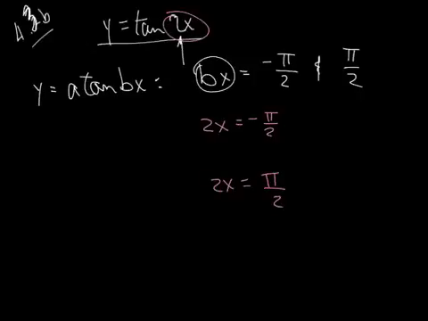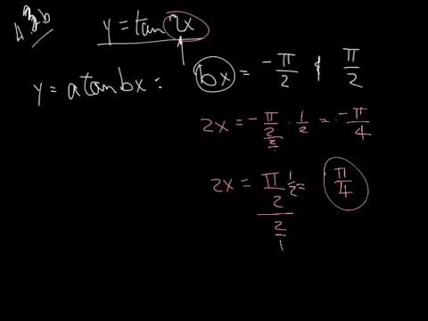So let's divide both sides by 2, or multiply by 1/2, and we get negative pi over 4. And over here we divide by 2 and we get pi over 4. Notice the difference between these two numbers on the number line is pi over 2, always. The difference between these two numbers will always be the period, but what you did here is you found the asymptotes.